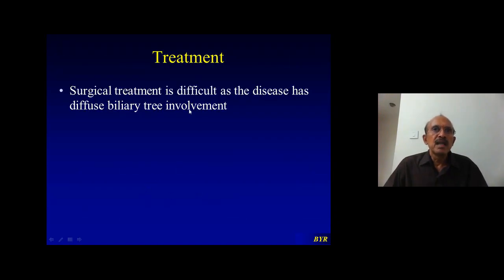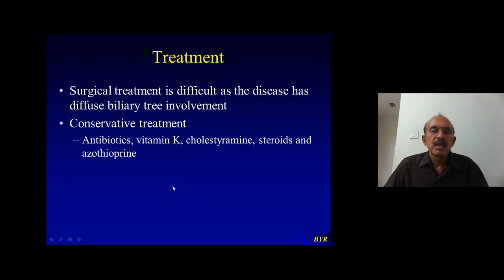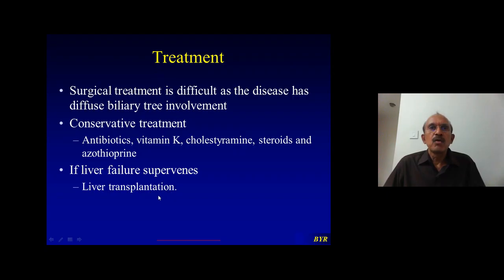Treatment: surgical treatment is difficult as the disease has diffuse biliary tree involvement, because the whole biliary tree is narrowed, so we can't do any surgical treatment. Conservative treatment: antibiotics, vitamin K, cholestyramine, steroids, and azathioprine. If liver failure supervenes, you have to go for liver transplantation.